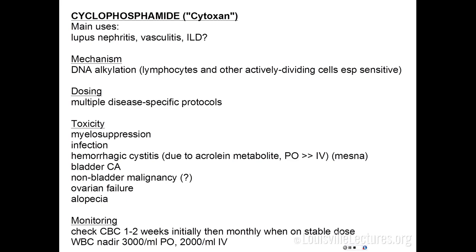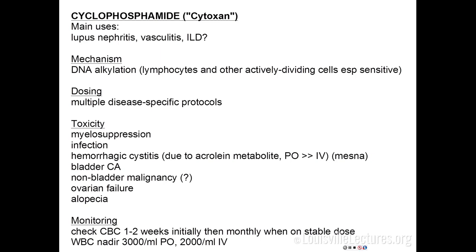But when you give them the IV dose, it's typically IV, or at least for lupus nephritis, for instance, it's IV once a month for 6 months. So they're getting it all at one time. You give them a lot of fluids, you flush it out, and it's gone, and the bladder's not continuously being washed in this metabolite. And so with IV dosing, probably a lot less of the hemorrhagic cystitis and hopefully less bladder cancer. We also tell patients there's a high risk of non-bladder malignancy.